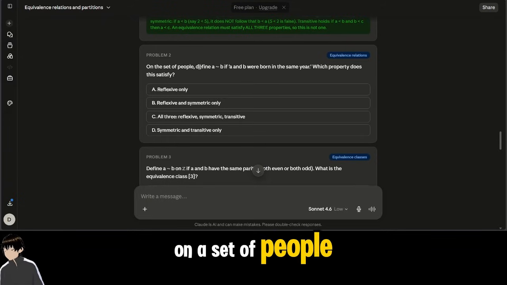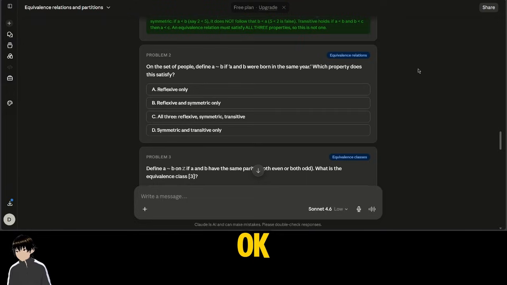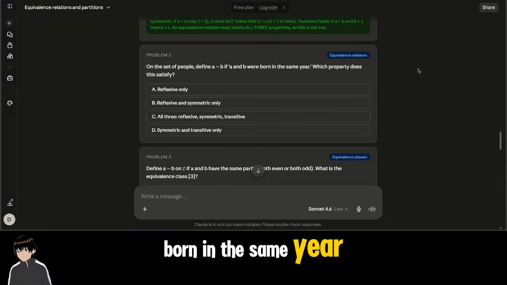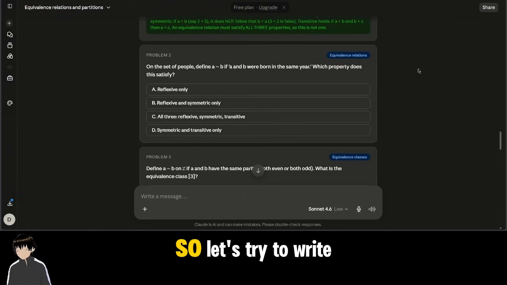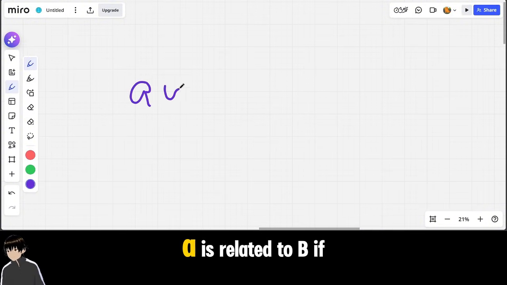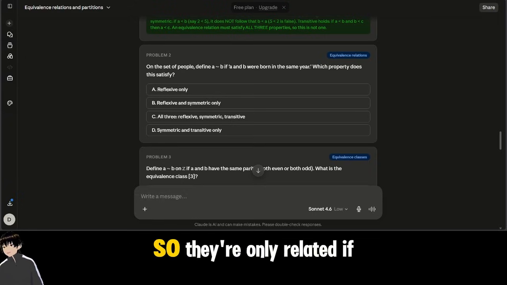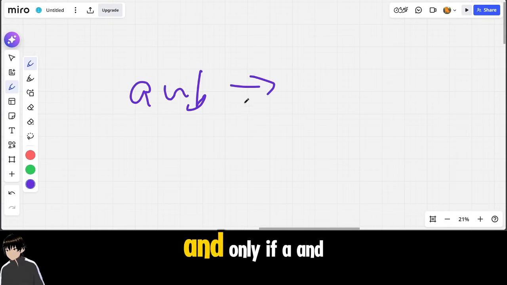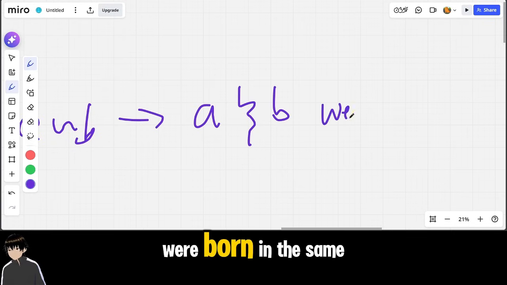On a set of people, define A is related to B if A and B were born in the same year. Which property does it not satisfy? So let's try to write that down. A is related to B if A and B were born in the same year. So they're related if and only if A and B were born in the same year.